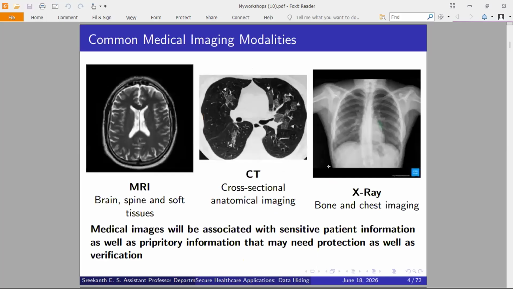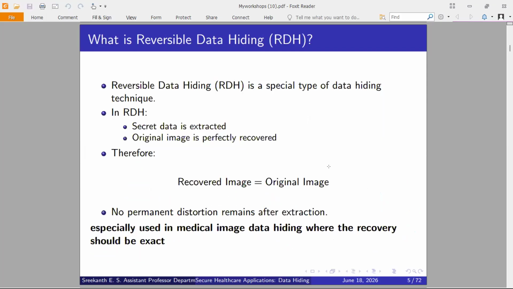These are some of the common modalities that you already know: MRI image, CT image, X-ray image, all these things. We need to embed data within these images. The requirement is that both the embedded data as well as the image should be without any change, because medical images are associated with sensitive patient information. So we need to protect that information as well as the medical image. This is reversible data hiding.